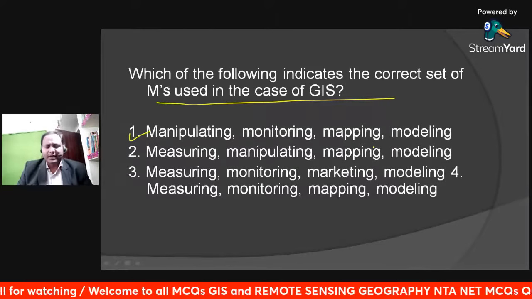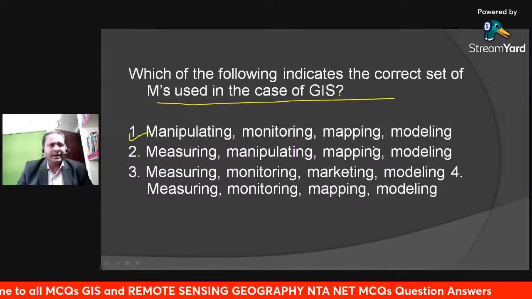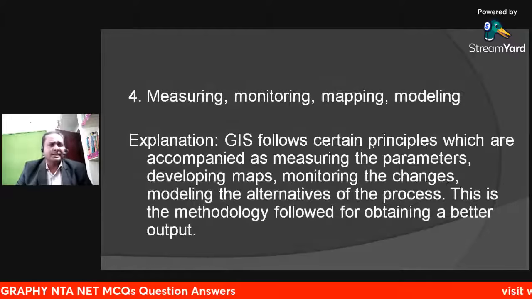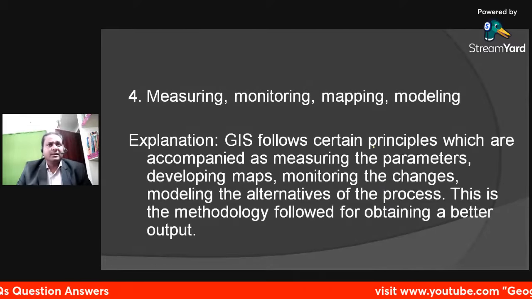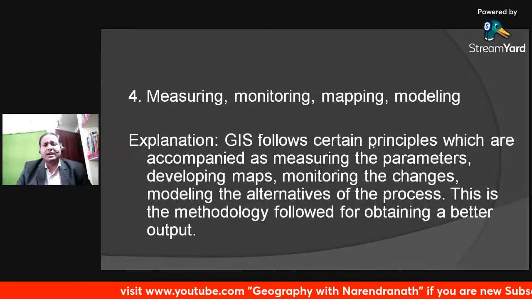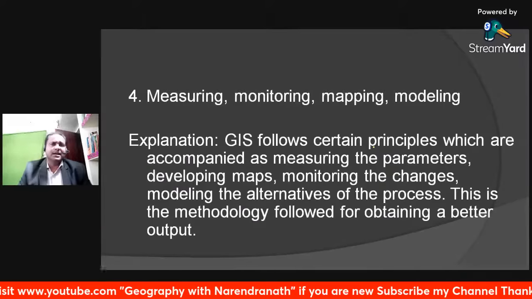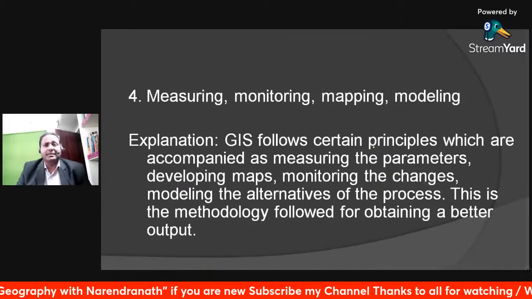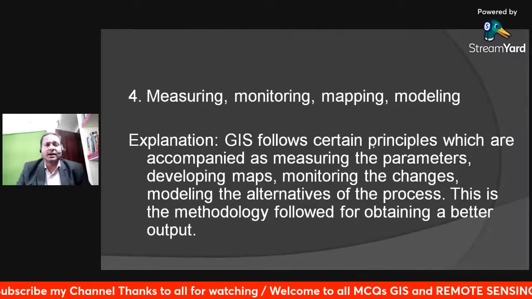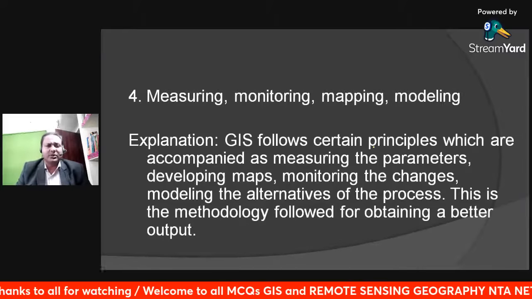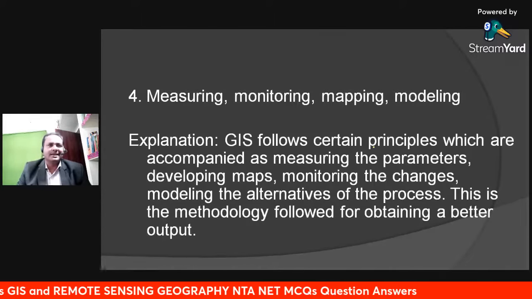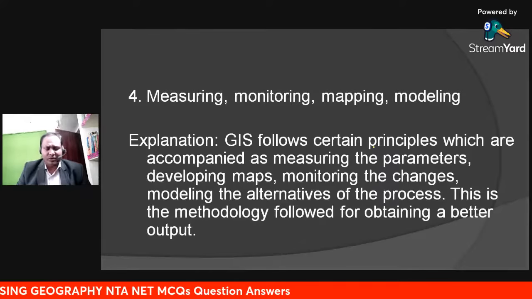Sometimes there are changes, like manipulating in the first and then the second, third, and fourth. So definitely the answer is number 4, measuring, monitoring, mapping, and modeling. Basically, GIS follows certain principles, which are measuring the parameters, developing maps, monitoring the changes, and modeling the alternatives of the process. This is the methodology followed for obtaining a better output. So definitely answer 4 is the correct answer: measuring, monitoring, mapping, and modeling. It is very important.